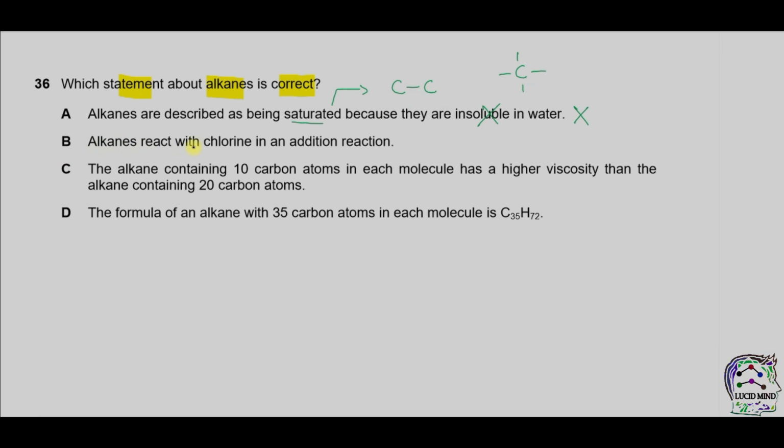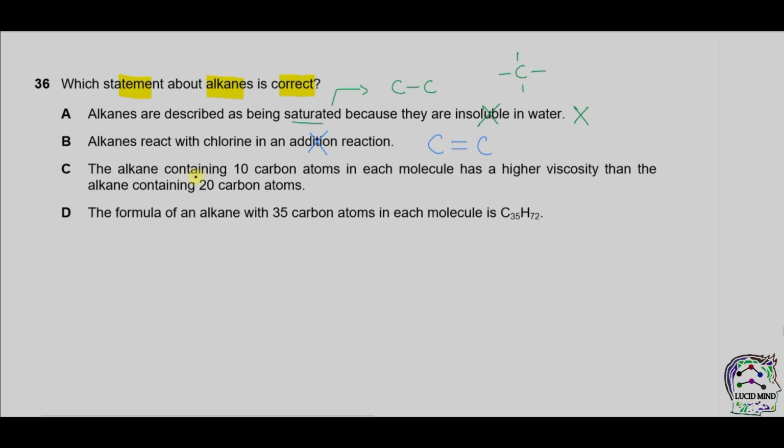Part B. Alkanes react with chlorine in an addition reaction. Now addition reaction is only possible where we have double bonds, as in alkanes only single covalent bonds are present, so therefore they do not react with chlorine in addition reactions.